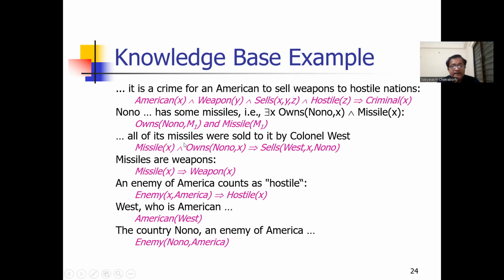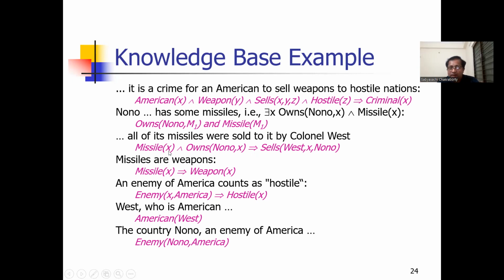So missile(X) and owns(Nono, X). X is a missile and Nono owns X. That implies that West sells X to Nono. West is a person, Colonel West is a person. So West sells X. We know X is a missile and Nono owns X, which means, from where did Nono get this X? He got this X from West. So West sells X to Nono.